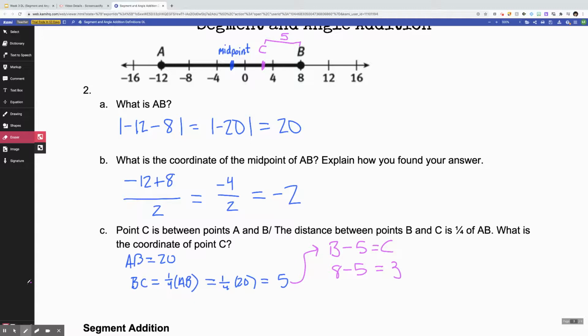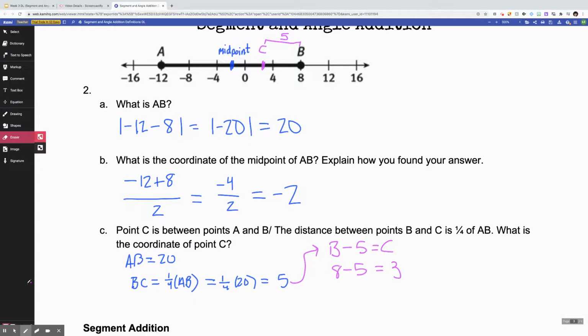Part b says, what's the coordinate of the midpoint? And I didn't explain how I found my answer. I kind of showed my work. That's my explanation. But if you were to explain it, you would want to explain it in words the way that I am explaining it to you in this video right here.